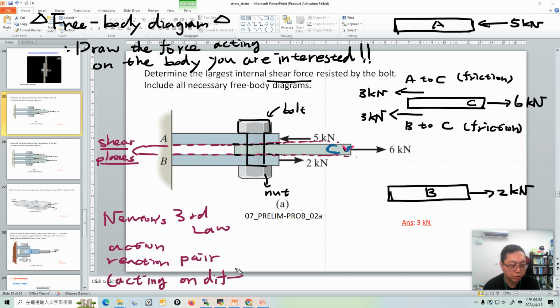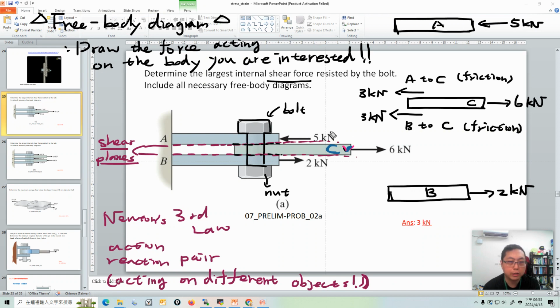Okay, that's also a very important concept, but maybe you are easy to forget. Newton's third law: for every force there must be a reaction. You have action, there must be a reaction. 作用力 and 反作用力. But action and reaction are acting on different objects. That's a very important concept, but you often forget about it.